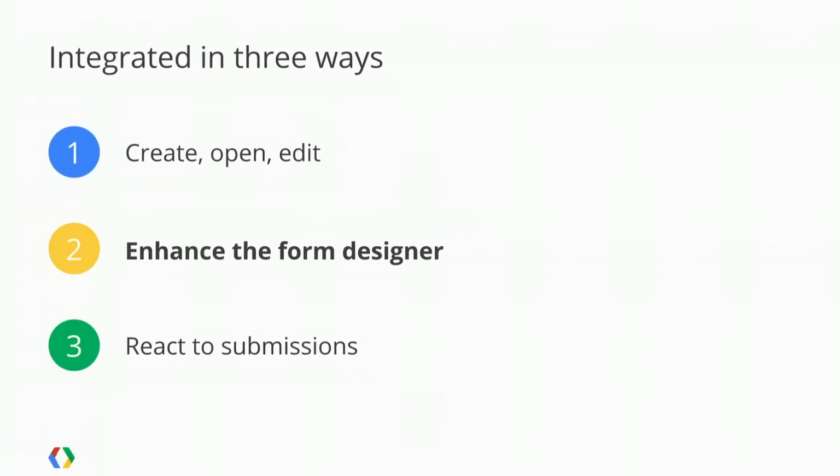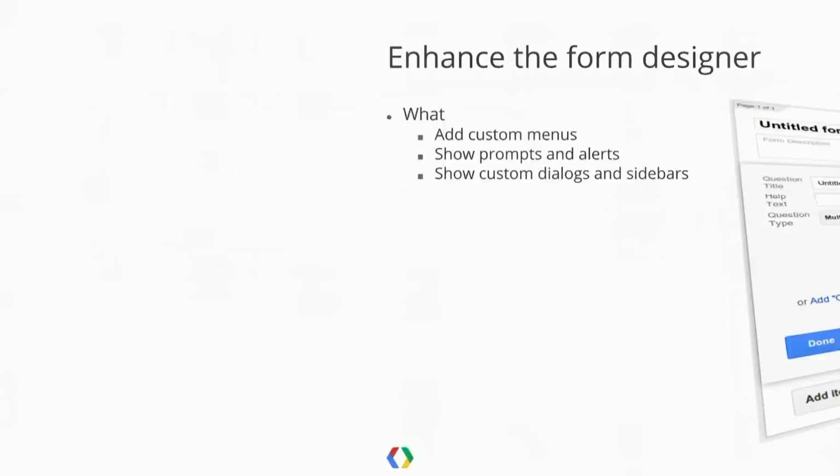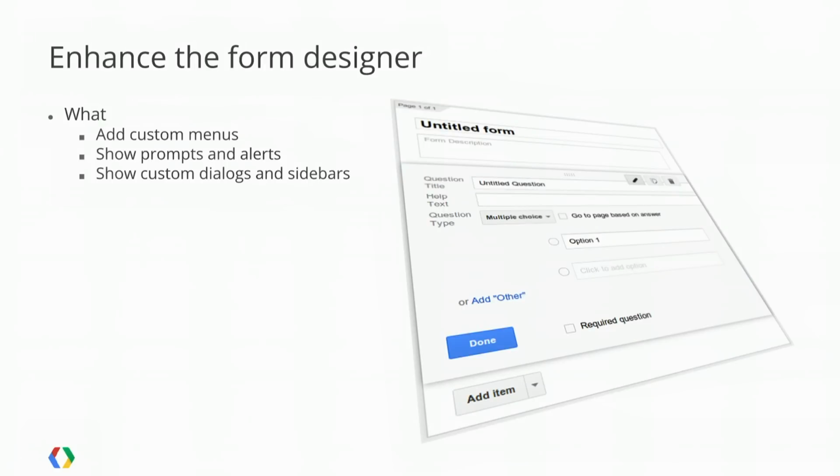But the next thing we want to take a look at is enhancing the form designer itself. So there's basically three types of things you can enhance. The first is you can add your own custom menus into the menu bar that blend in seamlessly with the menus that are already there. Secondly, you can show simple prompts and alerts, little pop-ups that allow you to collect information from your user or show them some small piece of information. And then if you want to build a richer form of interaction, you can actually design your own UIs, your own more complex, custom-built user interfaces, and expose those as a dialogue or even in the sidebar.